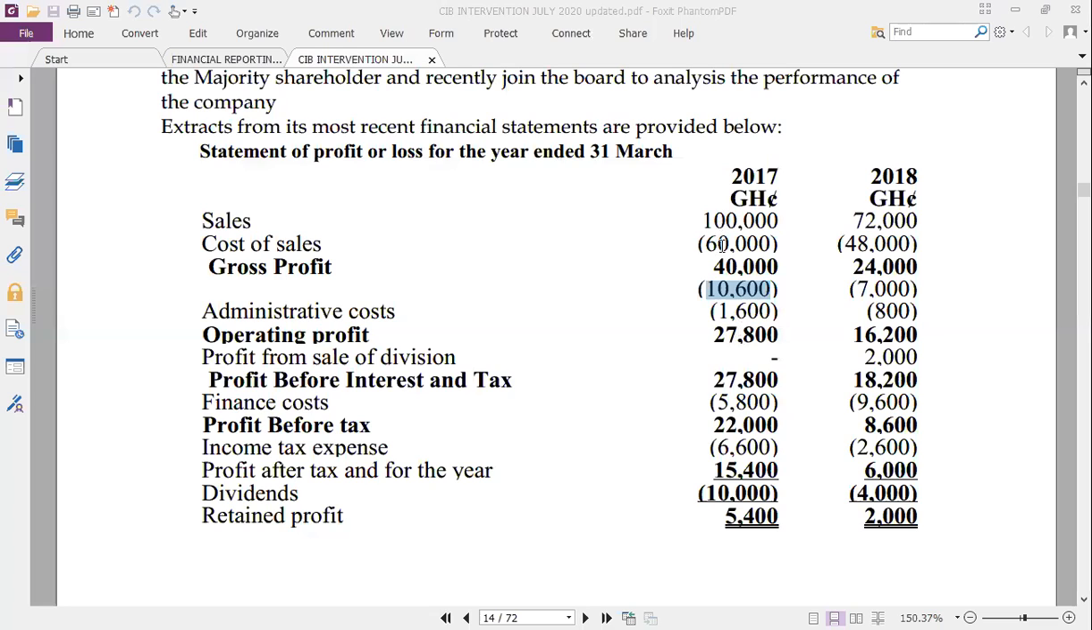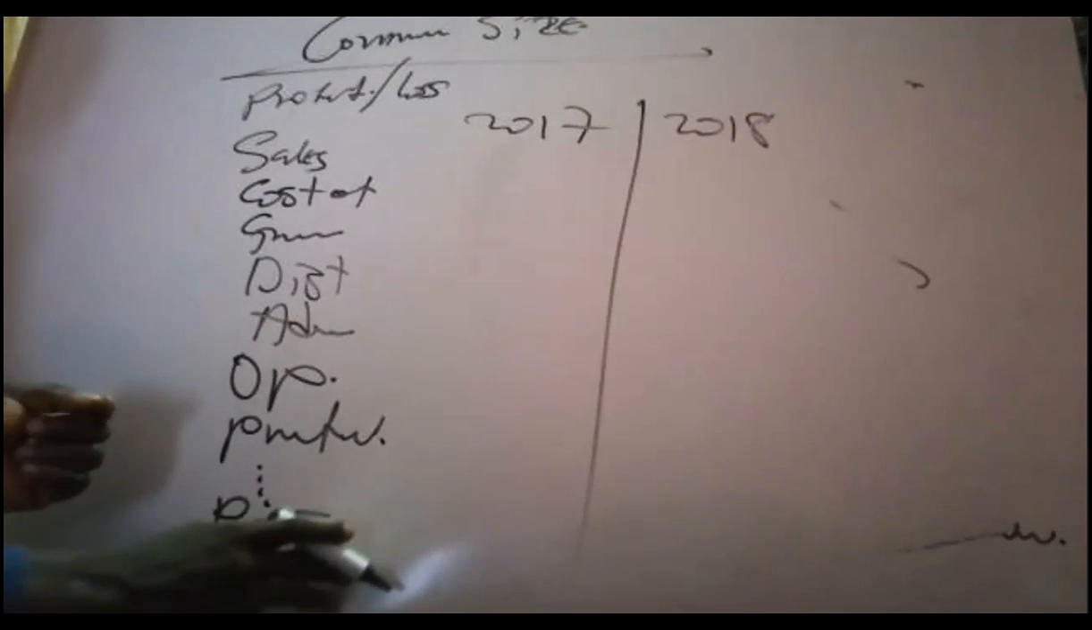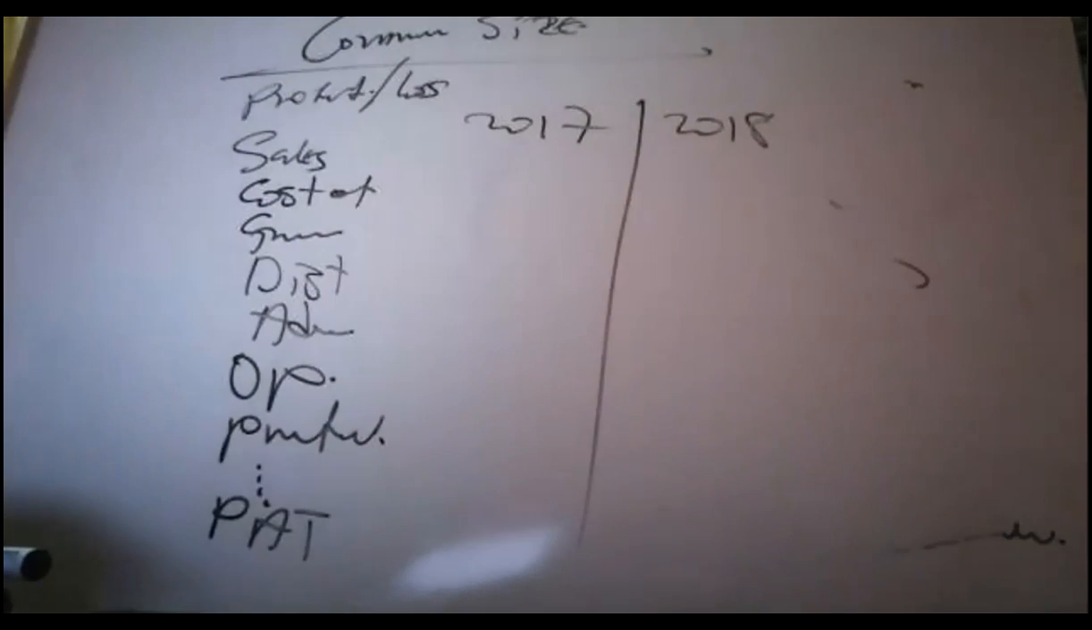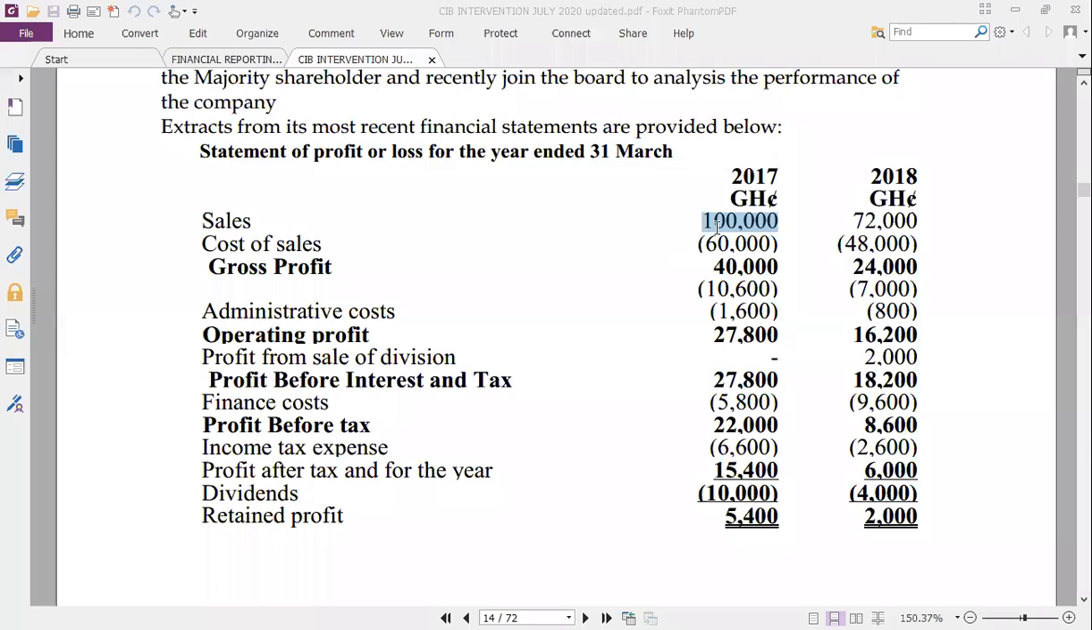So here will be 60,000 divided by 100,000. Please, to avoid confusion, I'm begging you, don't do the 2 years at the same time. You may swap their common base. So finish 2017 first. Then when you are done, you do 2018. That is all. Good. So here will be 60%, because 60,000 divided by 100,000 is 60%, then 40%, 10.6, 1.6, 27.8% in that order. Then go to 2018.